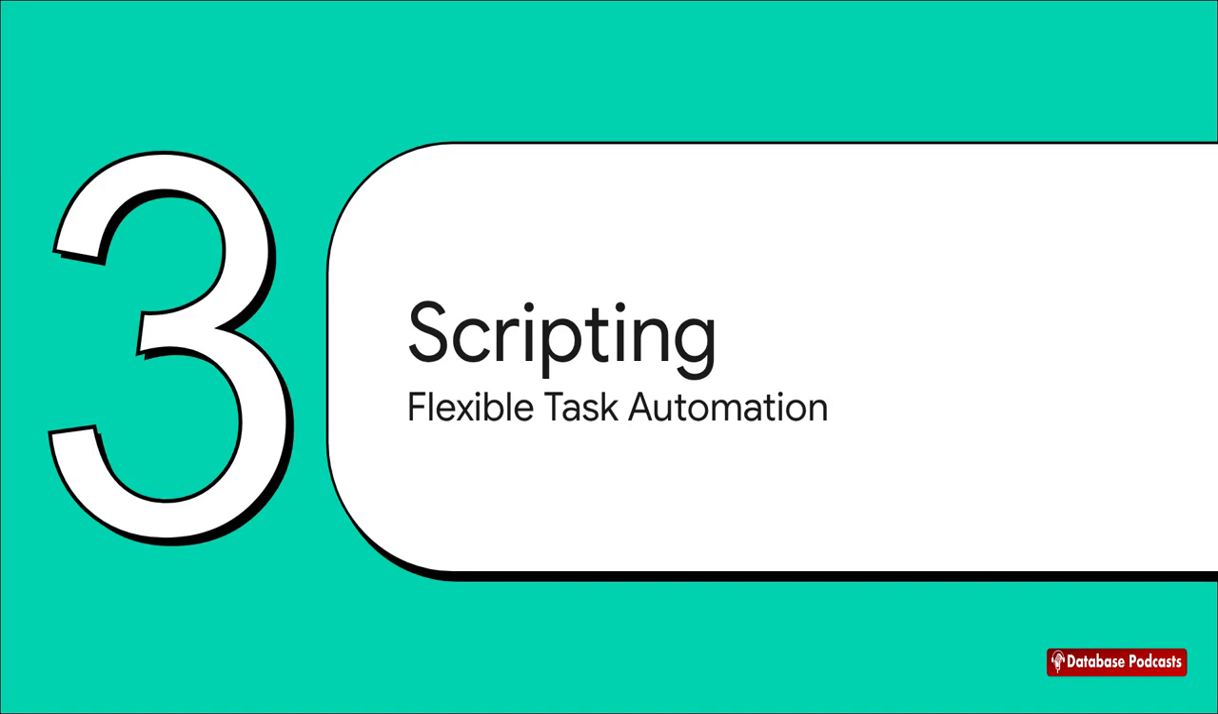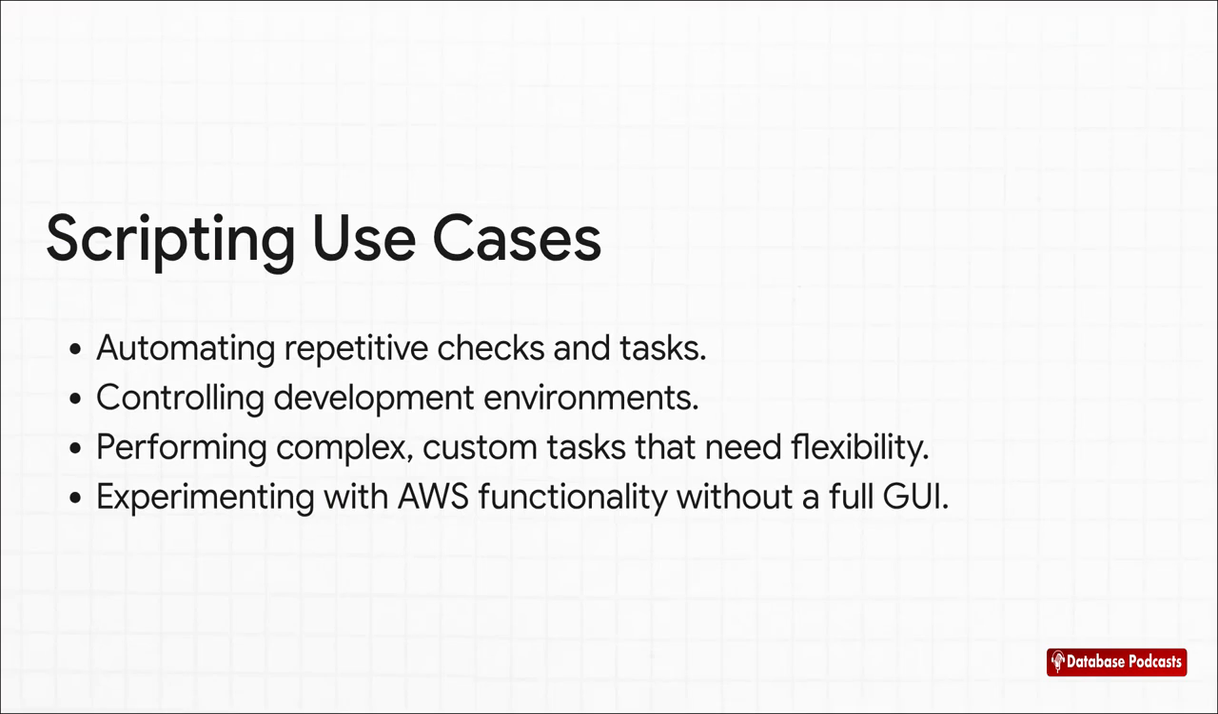So let's dig into that first big strategy, scripting. This is your go-to for flexible, custom automation. So when exactly should you be reaching for a script? Scripting is your best friend when you need that adaptability. Think about all those little repetitive checks you do, or spinning up and tearing down a complex dev environment with one command. Or maybe you have a really custom, weird task that just doesn't fit into a pre-built box. That's where scripting shines. It's all about real-time control.